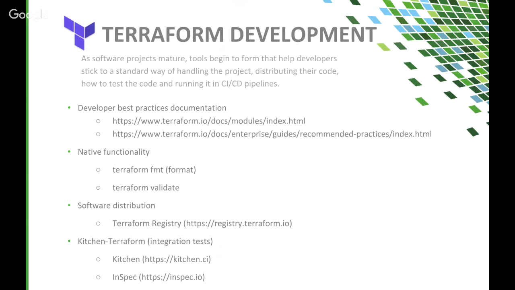HashiCorp also has built a couple of native functions in Terraform, which help during development and CI/CD, such as the Terraform format and Terraform validate commands. And more recently, they've released Terraform Registry, which is a method of distributing community Terraform modules. And the item that we want to talk to you about today is that Aaron and engineers at New Context have created Kitchen Terraform. It's a framework around validating your expectations of a Terraform run, which uses InSpec and Kitchen.